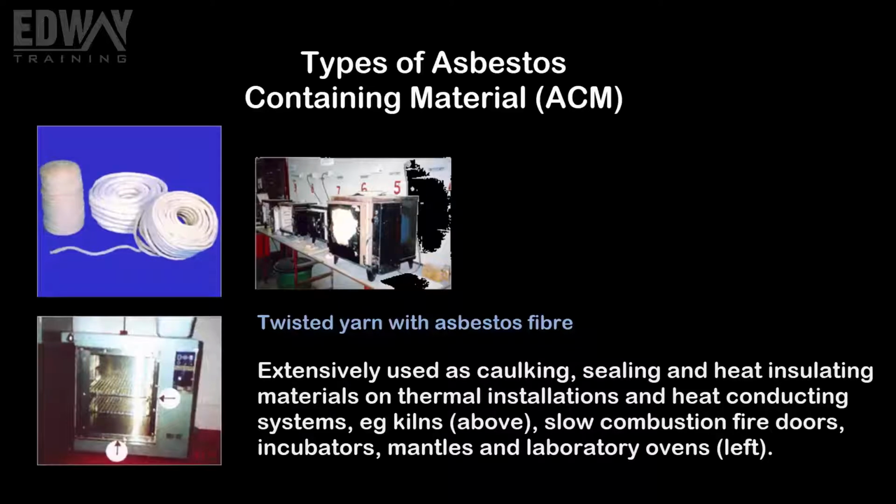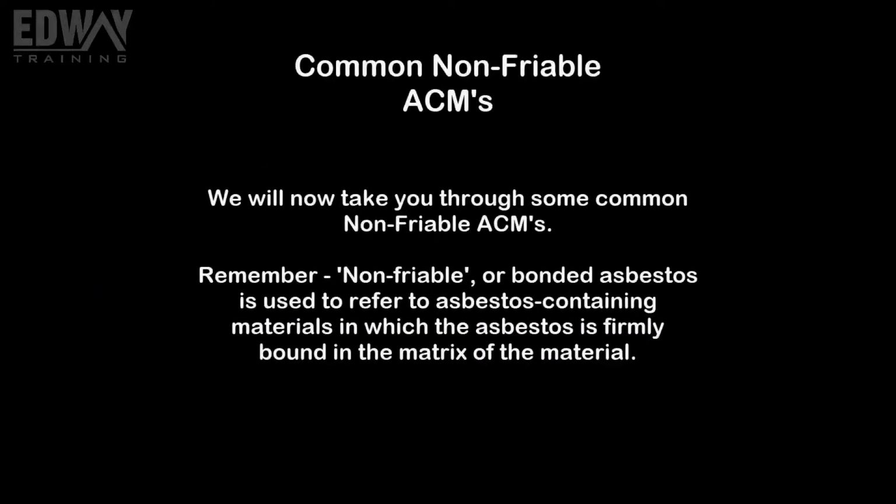Extensively used as caulking, sealing and heat insulation materials on thermal installations and heat conducting systems, e.g. kilns above, slow combustion fire doors, incubators, mantles and laboratory ovens, as shown left. Common non-friable ACMs. We will now take you through some common non-friable ACMs. Remember, non-friable or bonded asbestos is used to refer to asbestos-containing materials in which the asbestos is firmly bound in the matrix of the material.